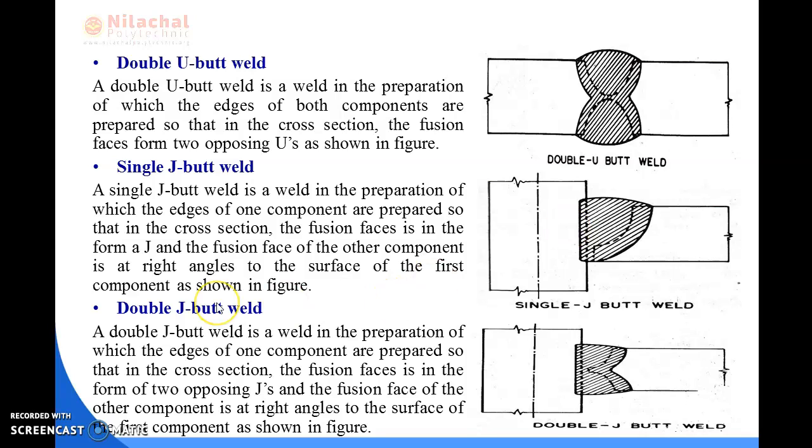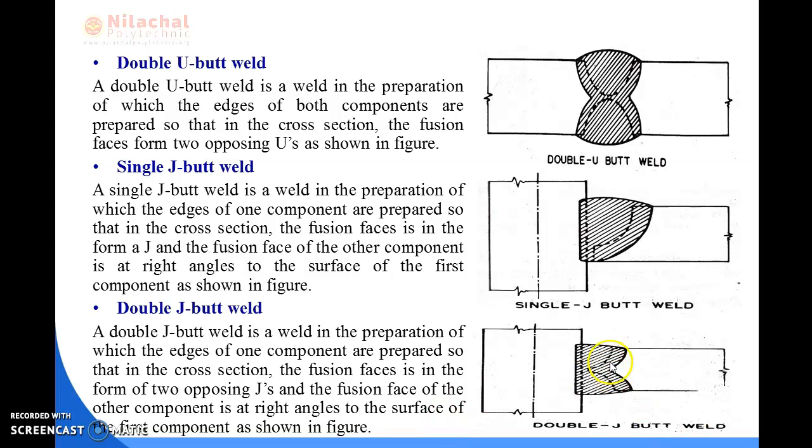So now comes to double J butt weld. In case of double J butt weld, it is a weld in the preparation of which the edges of one component are prepared so that in the cross section the fusion face is in the form of two opposite J's, and the fusion face of the other component is at right angles to the surface of the first component.